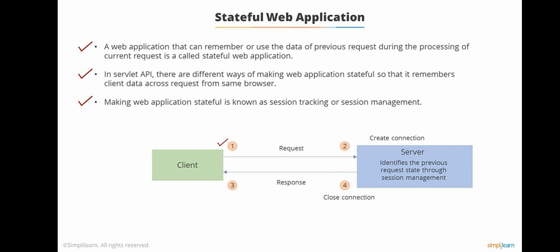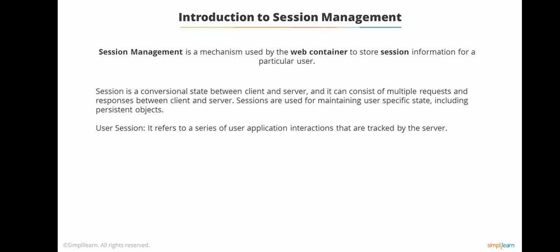So step 1, the client connects to the server. Step 2, we create a connection. Step 3, we get a response, and the server identifies the previous request state through session management. So the server knows that the last time the client connected to the server, this is the information that was available, and that information is provided back to the client. The server then closes the connection.